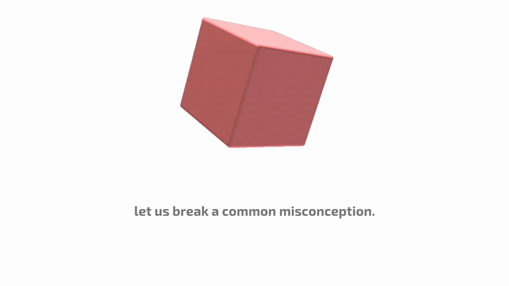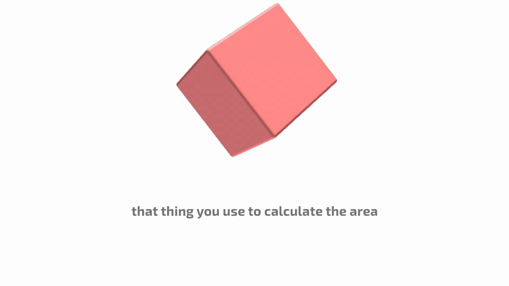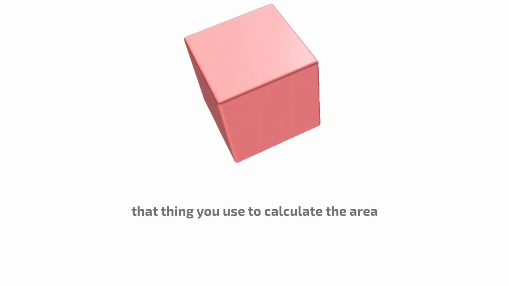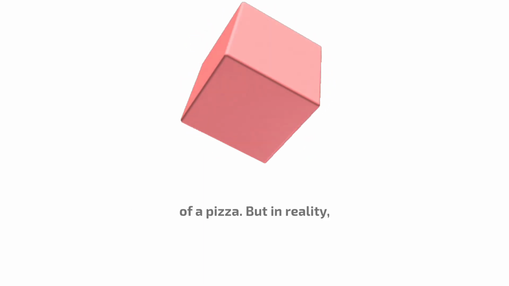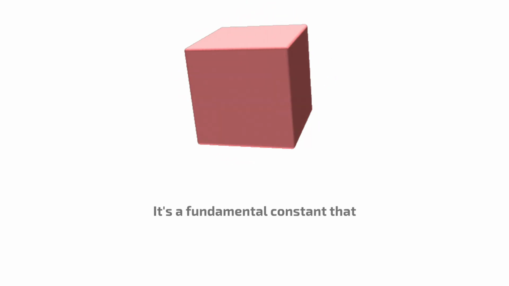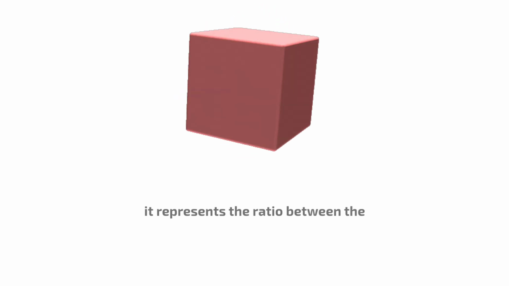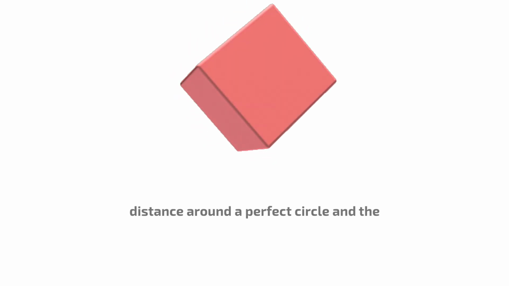First, let us break a common misconception. People think of pi as just that thing you use to calculate the area of a pizza. But in reality, pi is so much more than a number connected to circles. It's a fundamental constant that represents a relationship. Specifically, it represents the ratio between the distance around a perfect circle and the distance across it.